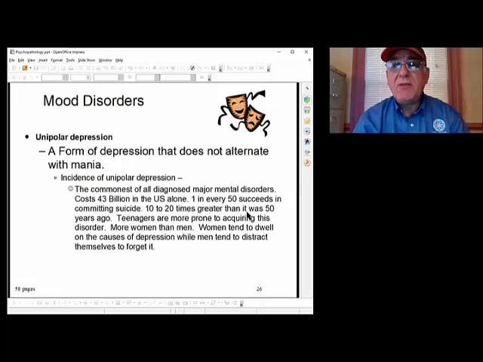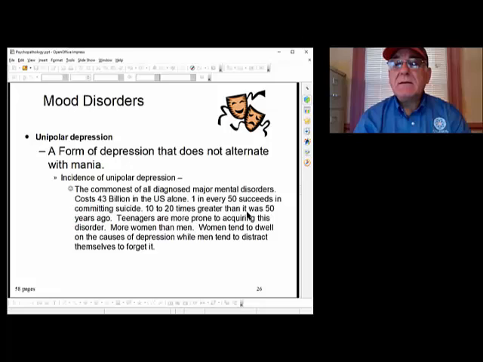It costs $43 billion in the United States alone. And that's not the medical costs alone. That's also the cost and loss of productivity because people who are depressed cannot work as well. 1 in every 50 succeeds in committing suicide.